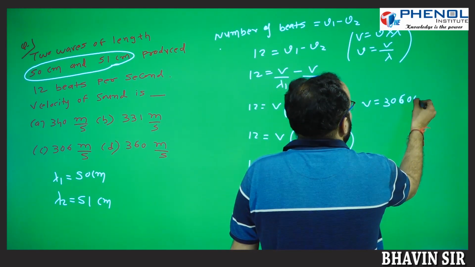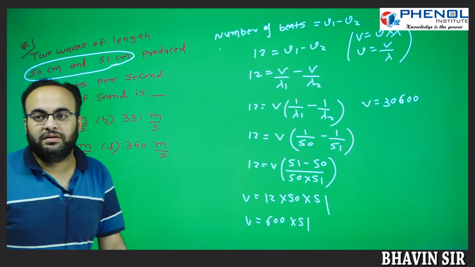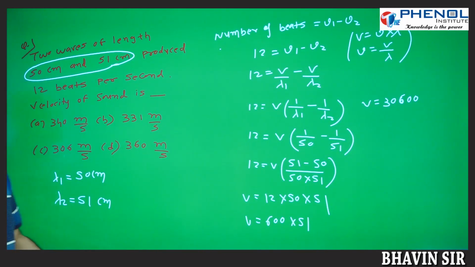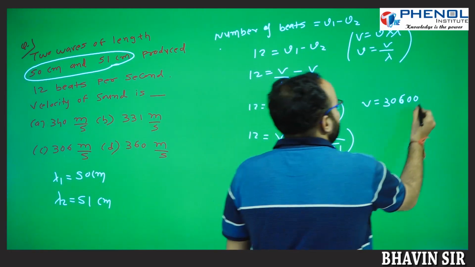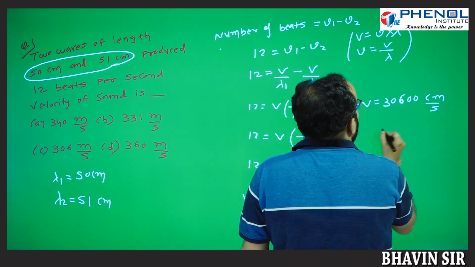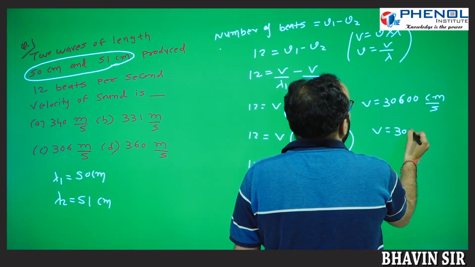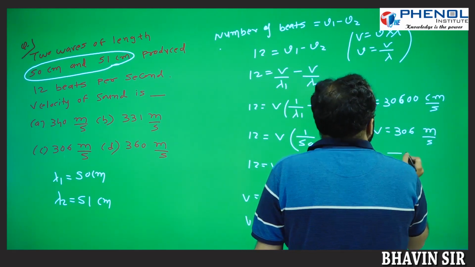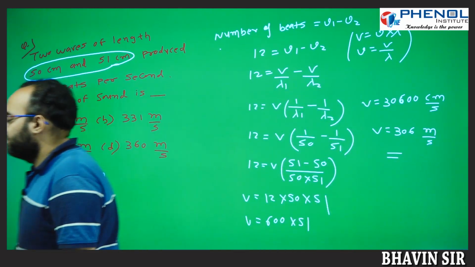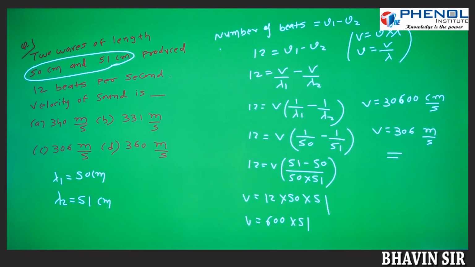306. See, wavelength is in centimeter, so what is our answer? Centimeter per second. So convert into meter. So 306 meter per second. Okay, what is our answer? 306 meter per second.